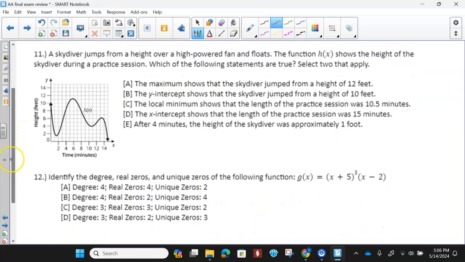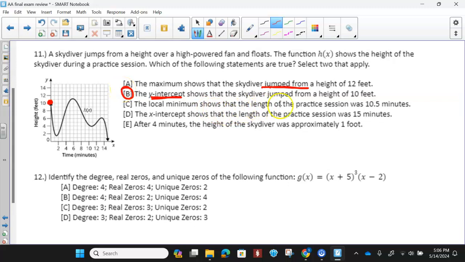So now number 11. Here we're looking at our graph, and we're going to select two statements that apply. Well, here I've got the maximum shows that the skydiver jumped from 12 feet. Well, nope, that's not where it jumped from. That's not the starting height. So A is not an answer. So now let's go to B. The y-intercept shows the skydiver jumped from a height of 10 feet. So the y-intercept now, right, where we're at the y. Are we starting here at 10 feet? Absolutely. So that's why here we've got B.